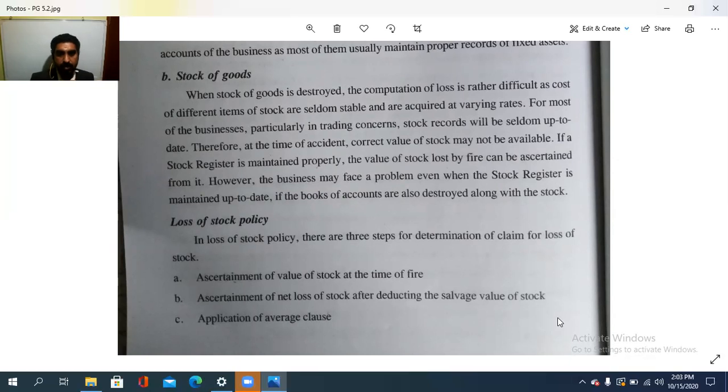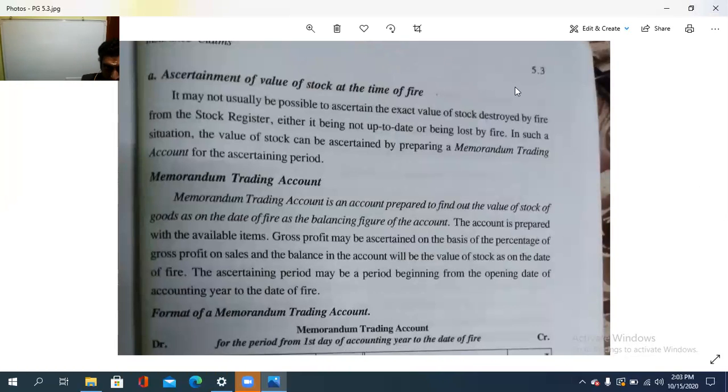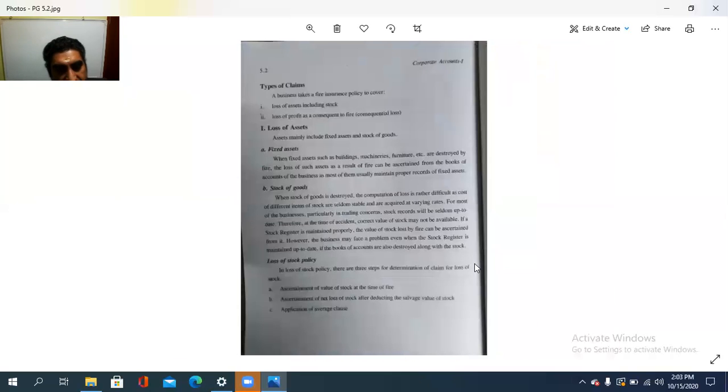So what are ascertainment of the value of the stock at the time of fire. തീ പിടിച്ച സമയത്തുള്ള സ്റ്റോക്കിന്റെ വാല്യൂ എടുക്കുക. രണ്ടാമത് ascertainment of the net loss of stock after deducting the salvage value of the stock. സ്റ്റോക്കിന്റെ സാൽവേജ് വാല്യൂ അല്ലെങ്കിൽ സ്ക്രാപ്പ് വാല്യൂ ഡിഡക്ട് ചെയ്തതിന് ശേഷം എത്രമാത്രം നഷ്ടം വന്നിട്ടുണ്ട് എന്നുള്ളത് നോക്കുക. And applying of the average clause. So what is an average clause? We will look into it. These are the 3 steps. Okay, one is ascertainment of the value of the stock at the time of fire. തീ പിടിച്ച സമയത്തുള്ള സ്റ്റോക്കിന്റെ വാല്യൂ എടുക്കുക. രണ്ടാമത്തെ net loss of stock, okay, after deducting the salvage value of the stock.